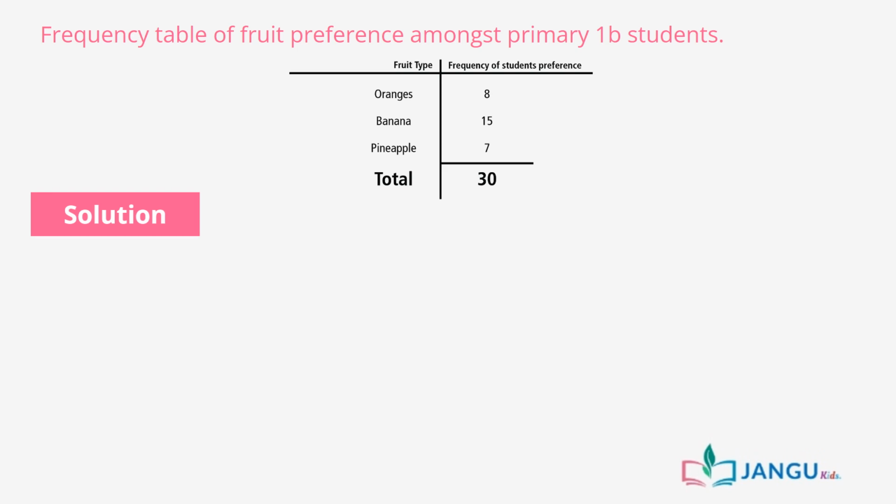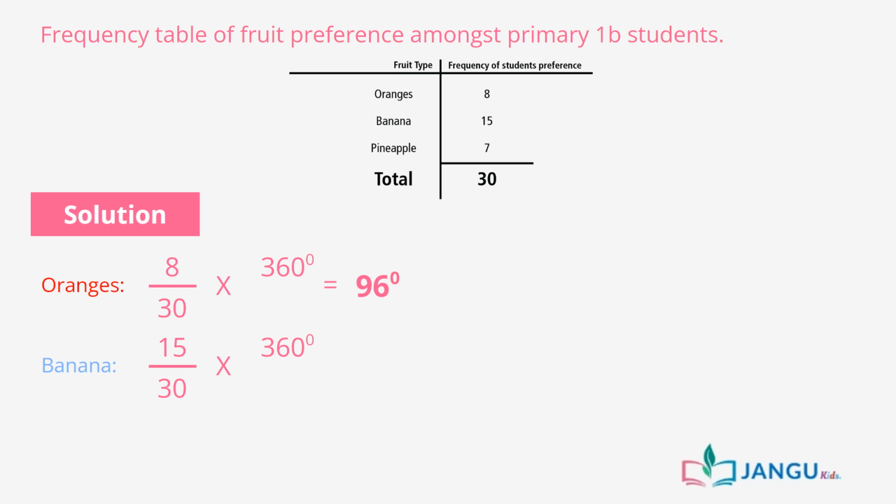In applying this formula to our example, we would convert the frequency of each fruit into degrees. For oranges, we would calculate 80 divided by 3 multiplied by 360, which equals 95.9 degrees and is approximately 96 degrees. For bananas, we would calculate 15 divided by 3 multiplied by 360, which equals 180 degrees. And for pineapples, we would calculate 7 divided by 30 multiplied by 360, which equals 83.9 degrees, which is approximately 84 degrees.